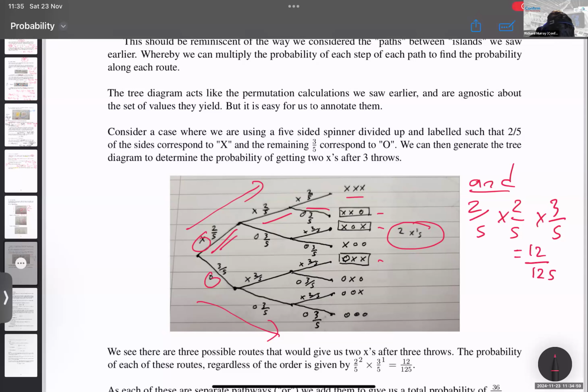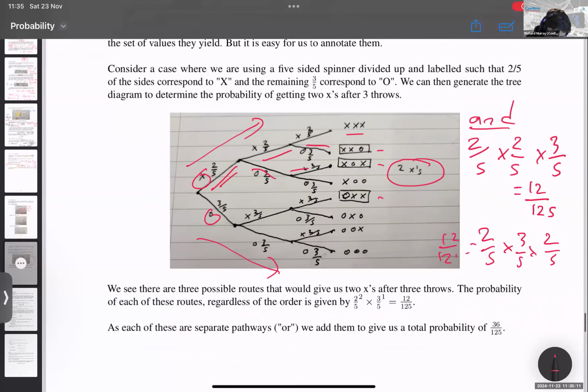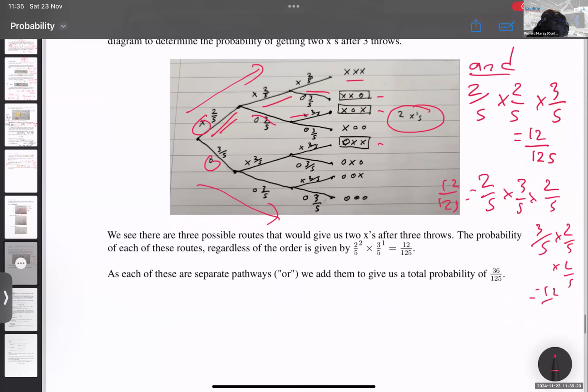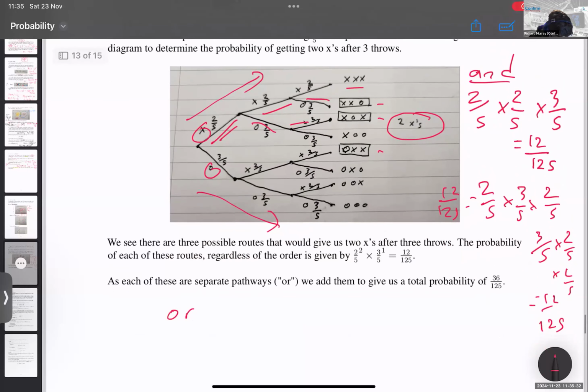We can also have our win, lose, win. So that is 2 over 5 times 3 over 5 times 2 over 5, which again is equal to 12 over 125. And we can do our last case, which is 3 over 5 times 2 over 5 times 2 over 5, equal to 12 over 125. And then, because we have done our different branches and we're trying to see if it's this or this or this, we apply our OR rule. So we have 12 over 125 plus 12 over 125 plus 12 over 125, which is equal to 36 over 125.